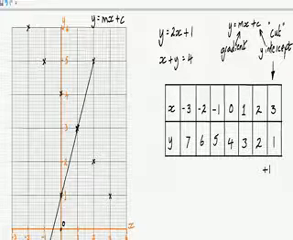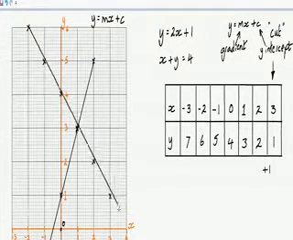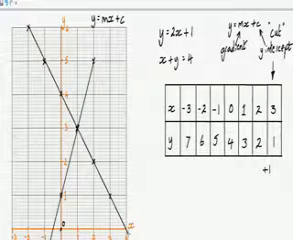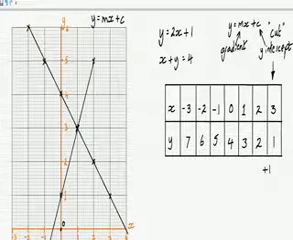So now what I can do is draw this line. It goes through all the points. And we've just drawn the line of x plus y equals 4.